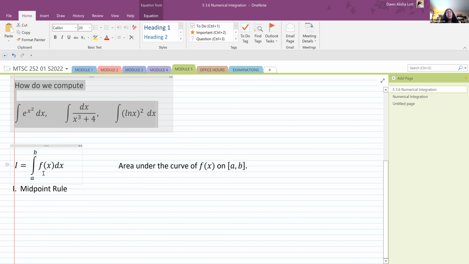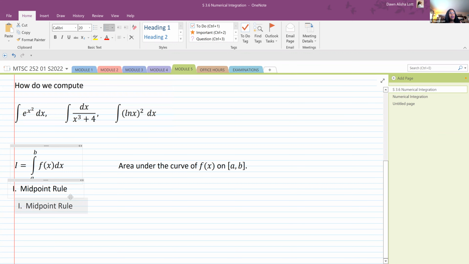That means we are able to approximate it on an interval, so we know where it starts and where it ends. And the definite integral is nothing more than the area under the curve of a function f of x on the interval a, b. Okay, so the first thing we're going to do is the midpoint rule. And so this is how the midpoint rule works.